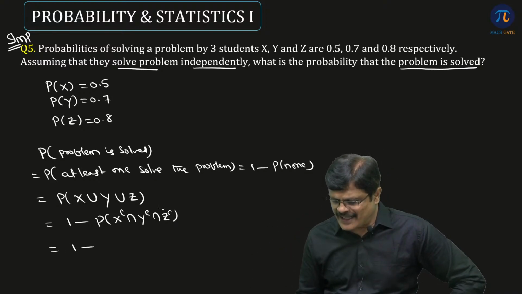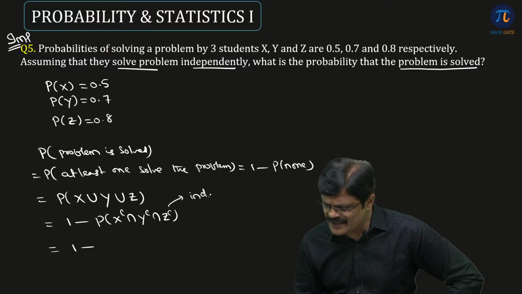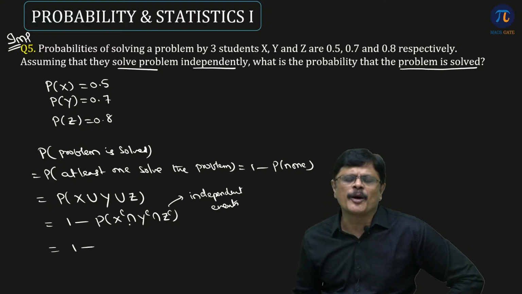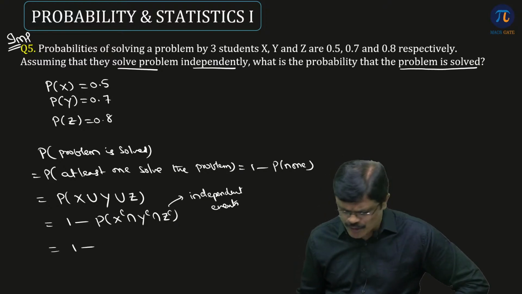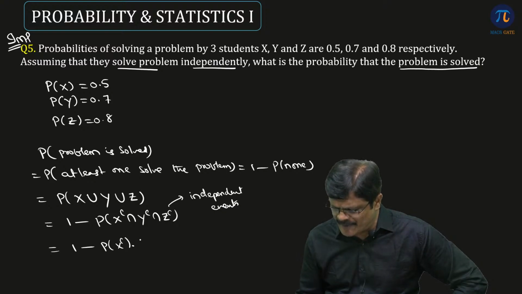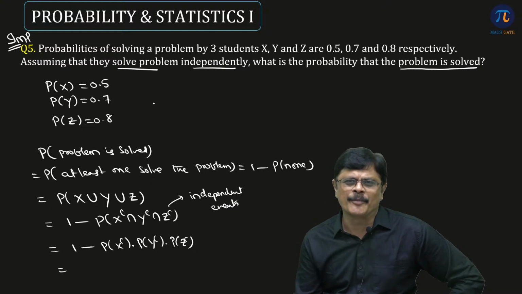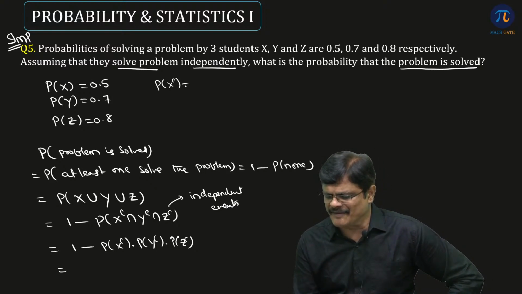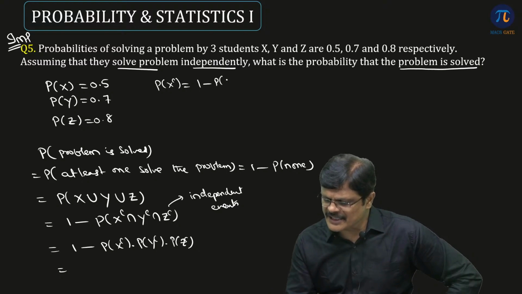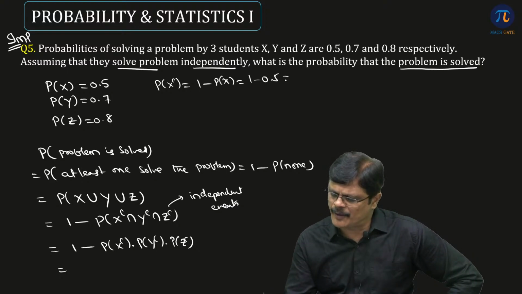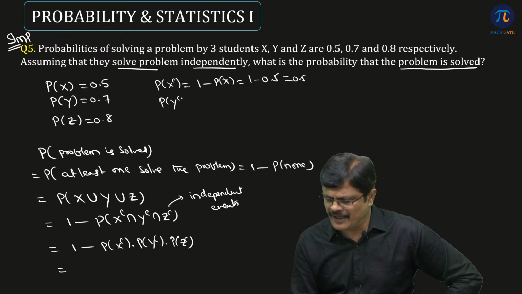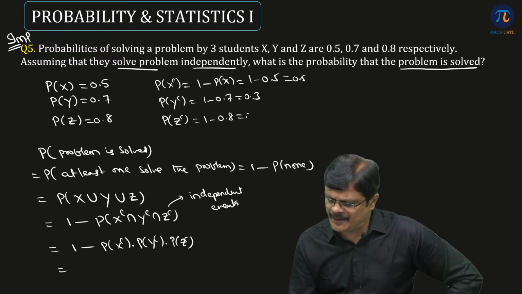But here they are independent events. So the probability of X complement intersection Y complement intersection Z complement is simply the probability of X complement times the probability of Y complement times the probability of Z complement. The probability of X complement is 1 minus the probability of X, which is 1 minus 0.5, that is 0.5. Similarly, the probability of Y complement is 1 minus 0.7, which is 0.3. And the probability of Z complement is 1 minus 0.8, that is 0.2.